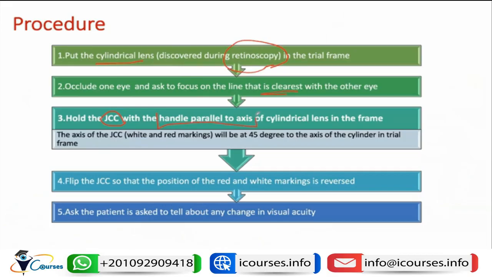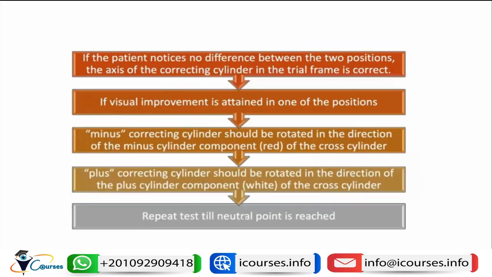Here is the keyword. We will put the handle parallel to the axis of the cylindrical lens in the trial frame. By doing this, the red and white markings will be 45 degrees to the axis of the cylinder in the trial frame. So the plus and the minus cylinders will be at both sides of the cylindrical axis of the trial frame. Then we will flip the Jacksonian cross cylinder so that the red and white markings are reversed and ask the patient if there is any change in the visual acuity.